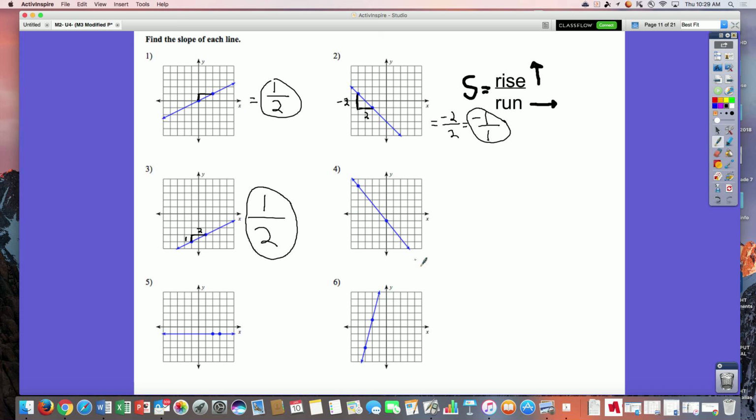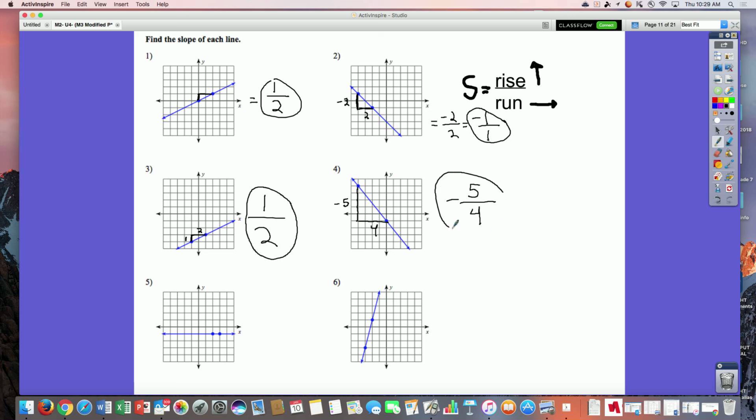Just looking at this, what's this slope going to be? We know it's going to be negative, right? Let's make our right triangle first. So we go 1, 2, 3, 4, 5. So we go down 5. And 1, 2, 3, 4. Over 4. The slope of this line is -5/4. I went down 5, over 4.